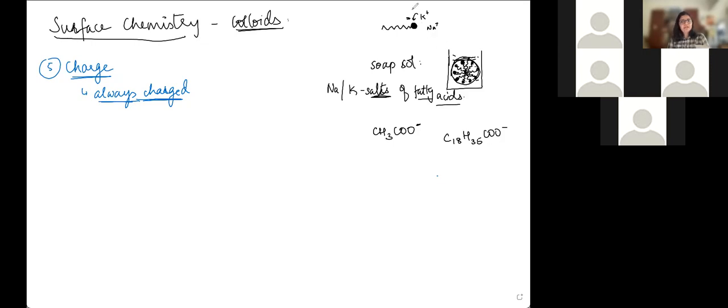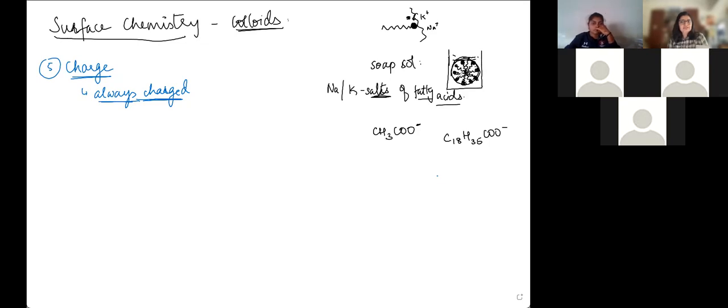But when put in water, it dissociates. So here there is an ionic end, and here there is a hydrophobic end. So this is what is happening. All the hydrophobic ends accumulate together, so an associated micelle is formed here. Look at the structure of the micelle: the hydrophobic part is all inside, and the ionic end points outside.